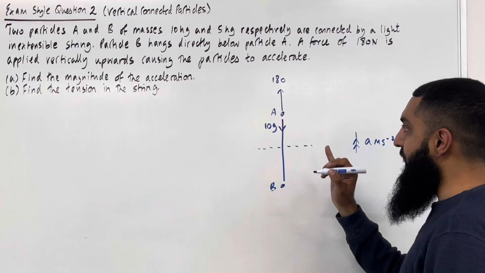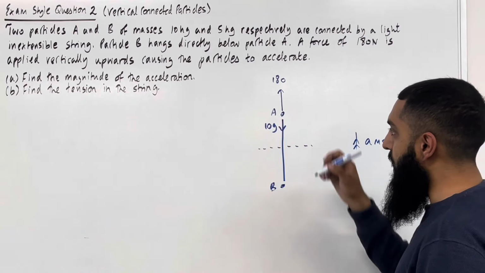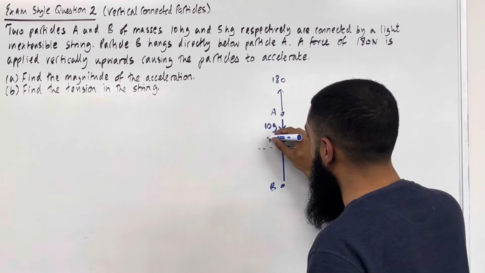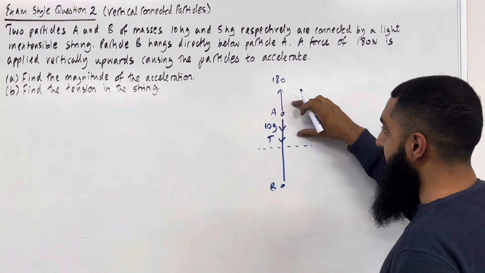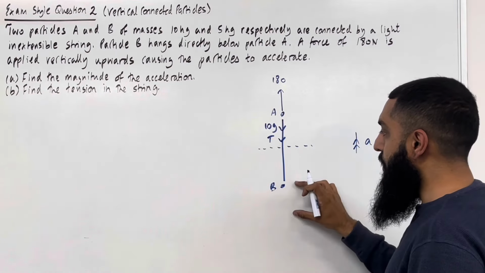Since particle A is accelerating upwards, the tension in the string for particle A acts vertically downwards. I can call it T. So these are all the forces acting on particle A. Let's move on to particle B.